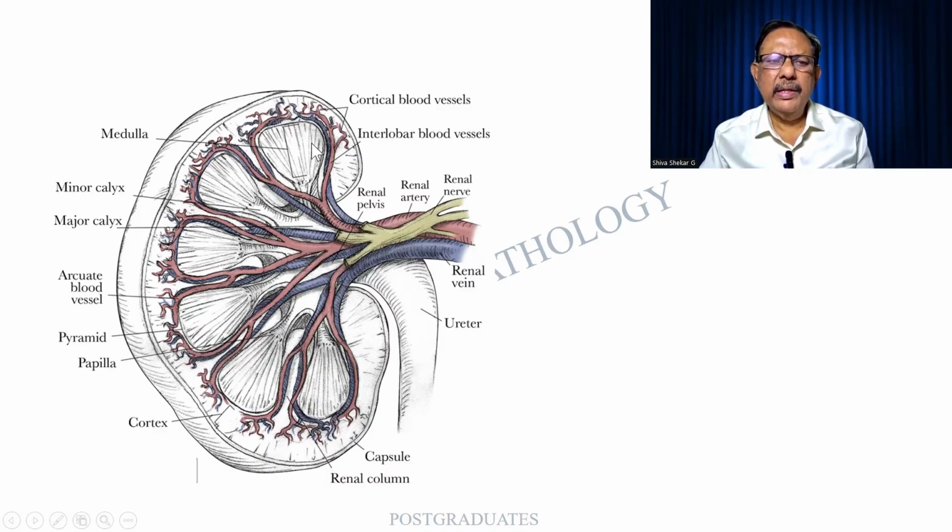And these rays are the pyramids. In between them, you have got the secondary or the tertiary calyces. These all unite to form a primary calyx and ultimately drain through the renal pelvis. This alone we shall have in mind. Now, in this class, I shall talk mainly about the glomerulus.